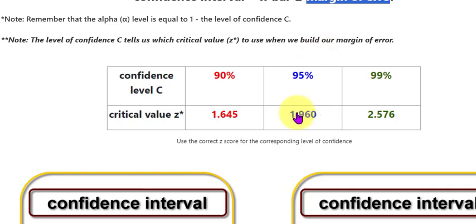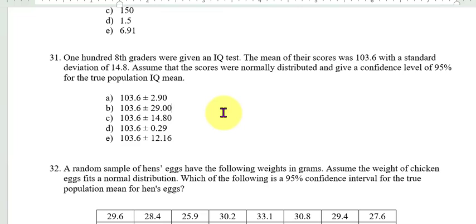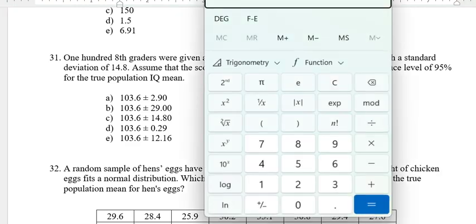Got it? 1.96. So let's go back to the problem. And we're going to build it. So the mean we know is 103.6. So they're all right on the first part. Standard deviation of 14.8. So we're going to take 14.8. Let me pull up my calculator.